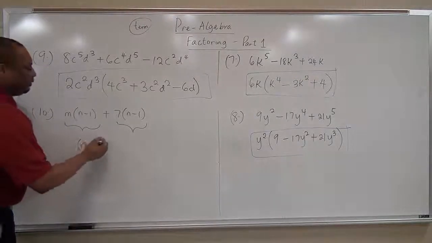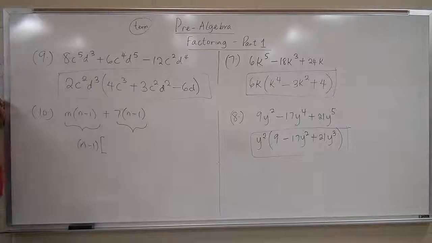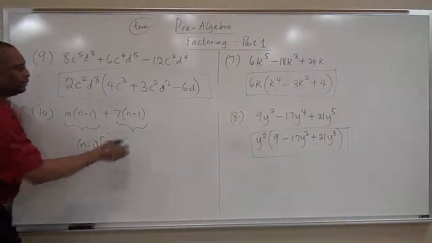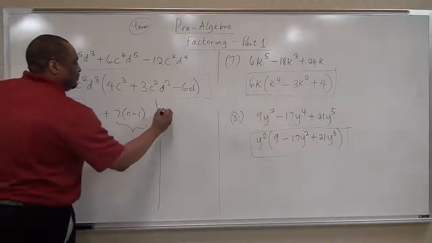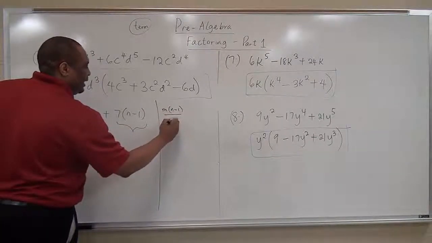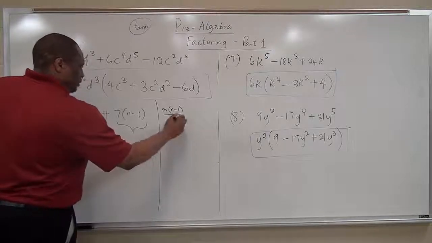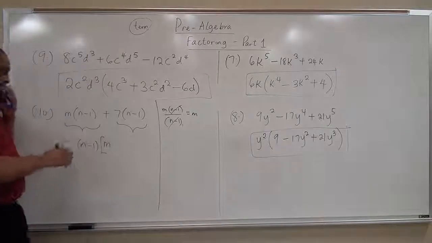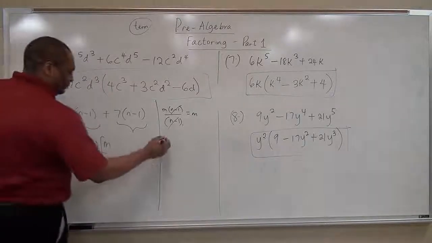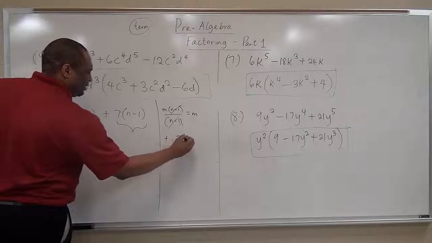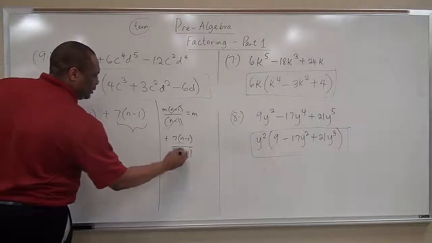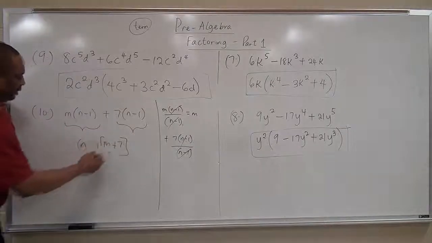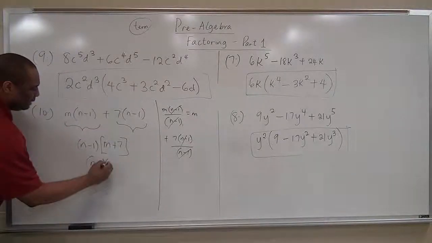If you like to put brackets, that's good. Here, m times (n minus 1) divided by (n minus 1): this cancels out and you have only m. Then plus 7 times (n minus 1) divided by (n minus 1), and you have plus 7. And that's the answer. You can now write it as (n minus 1) times (m plus 7).